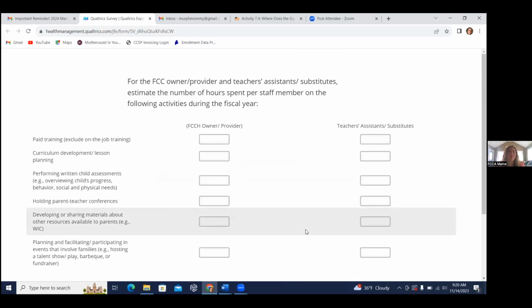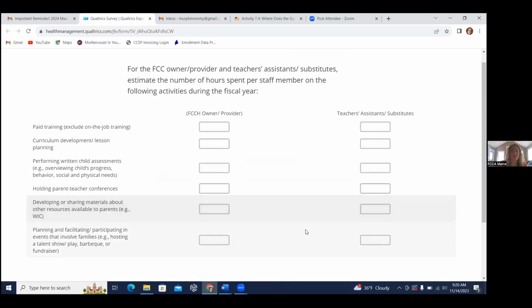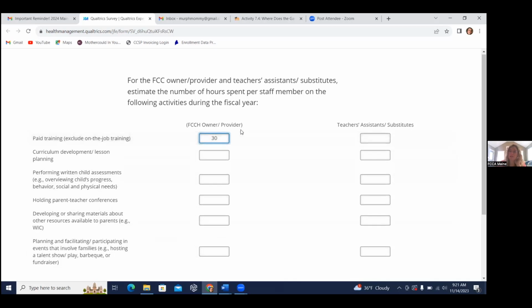For the family childcare owner provider and teacher assistants, estimate the number of hours spent per staff on the following activities during the fiscal year. Paid training, the number of hours, excluding on-the-job training. So that would be training outside of work hours, like your Maine Roads to Quality trainings. A typical Maine Roads to Quality course is 30, so we'll write 30 hours a year.